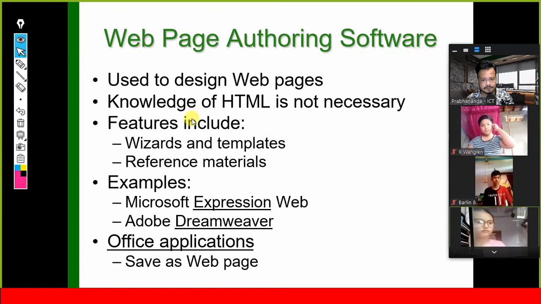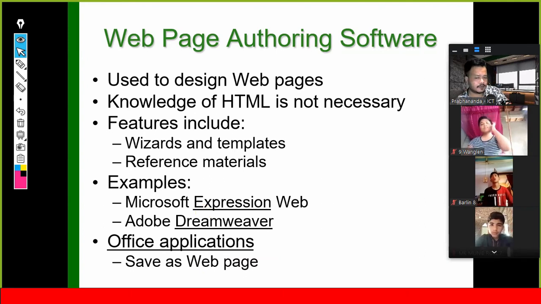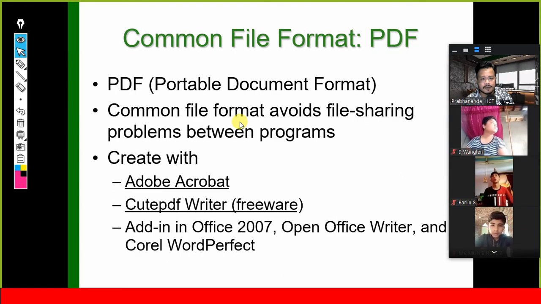Web page authoring software is used to design web pages. Knowledge of HTML is not necessary. Features include wizards and templates, reference material. Examples: Microsoft Expression Web, Adobe Dreamweaver, Office applications, save as web page. And nowadays we are using WordPress for developing web pages. Common file format, PDF, that means portable document format. A common file format avoids file sharing problems between programs. Create with Adobe Acrobat, PDF Writer, freeware, add-in Office 2007, OpenOffice Writer, and Corel WordPerfect.